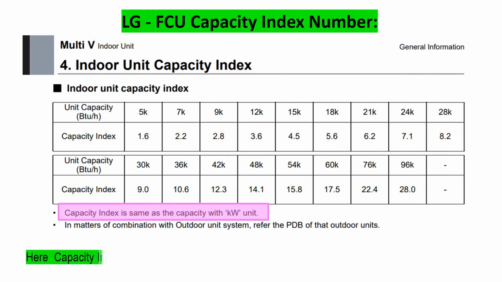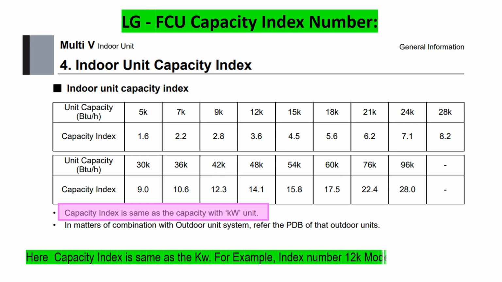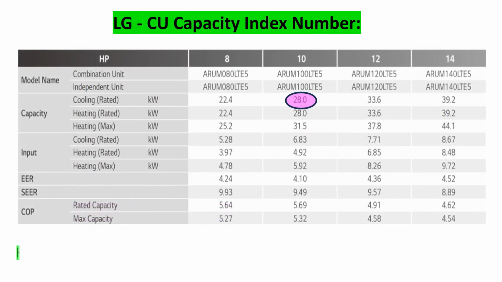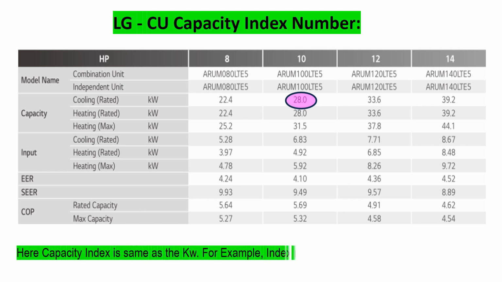Now, we look into LG VRF system. Here, capacity index is the same as kilowatts. For example, index number for 12 kBTU model is equal to 3.6 kilowatts. In LG outdoor unit, capacity index is the same as the kilowatts. For example, index number for 10 horsepower model is equal to 28 kilowatts.